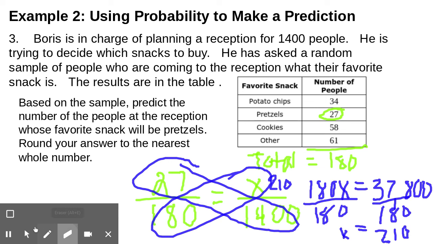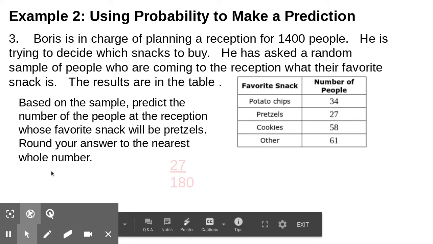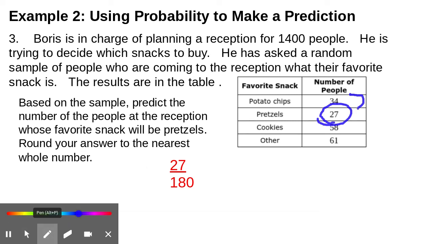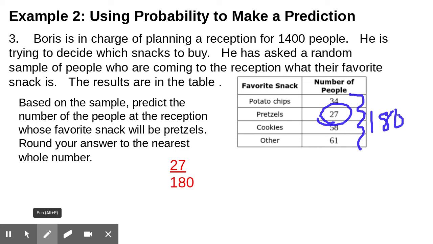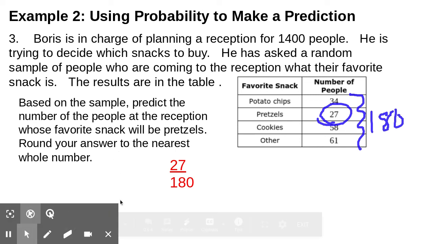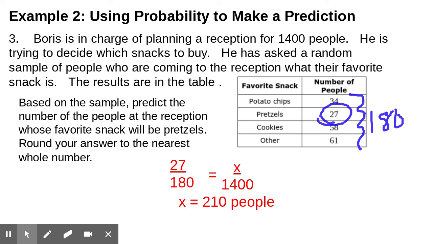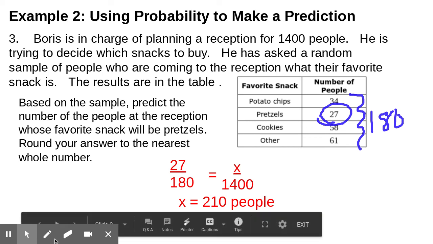All right, so let me erase all that there. Again, 27 people like the pretzels out of 180 people because I added up all of these and got 180 total. 27 like pretzels out of 180. So how many out of 1,400? Well, we did the math and it was 210 people. So we are always setting up our proportion based on the probability to make a prediction. Okay, let's take a look at another one.